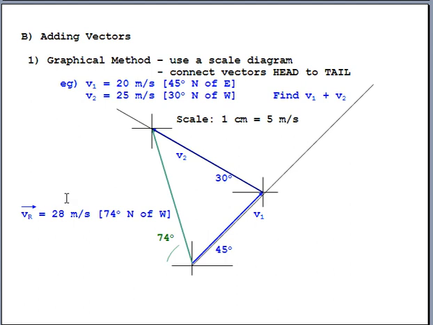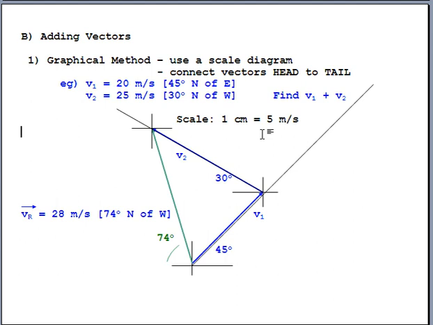And I just put a little R subscript down here just for resultant. So my vector resultant, my velocity resultant is 28 meters per second. That was my length multiplied by 5 because of my scale, right, because of this. And 74 degrees north of west. So that's the graphical method. It's completely visual. Right? It's really, really nice that way.